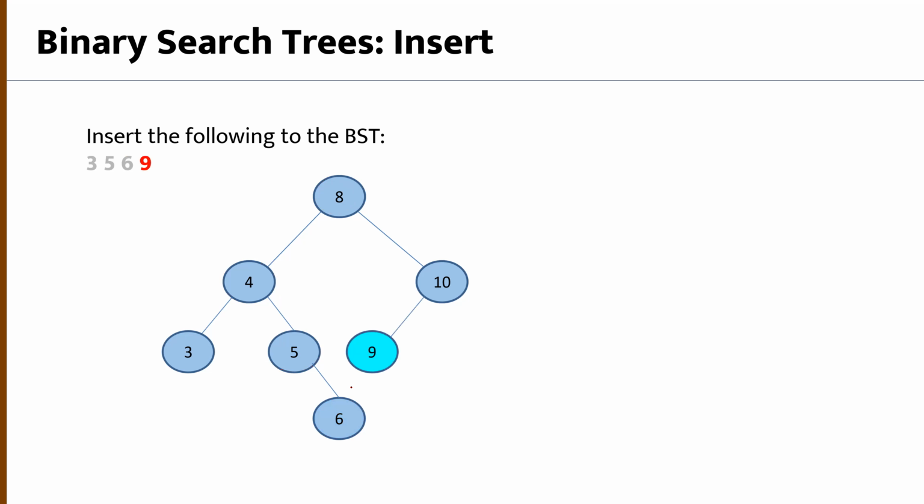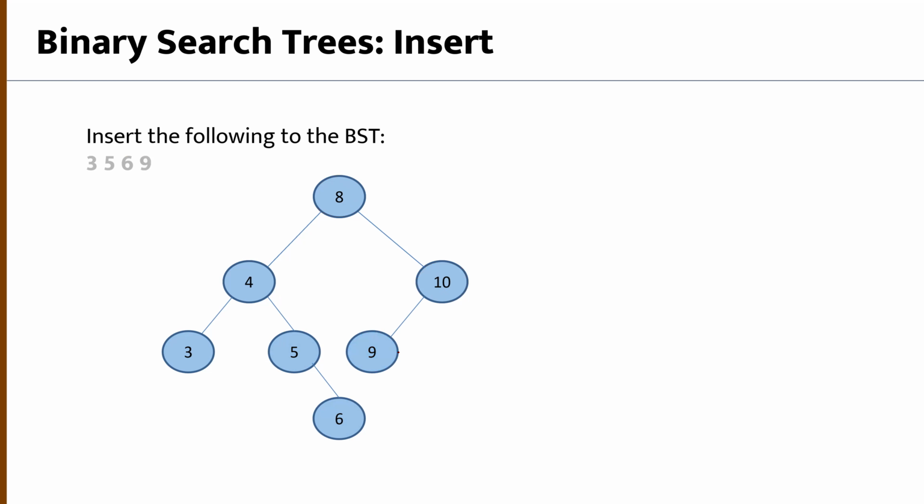And lastly, we'll look at this 9. 9 is actually greater than 8, so we're going to traverse right. We're going to look at this 10, and this 9 is actually less than this 10, so we'll traverse left. And this spot right here is empty, so we will go ahead and insert it right there. Does anyone have questions on this method?